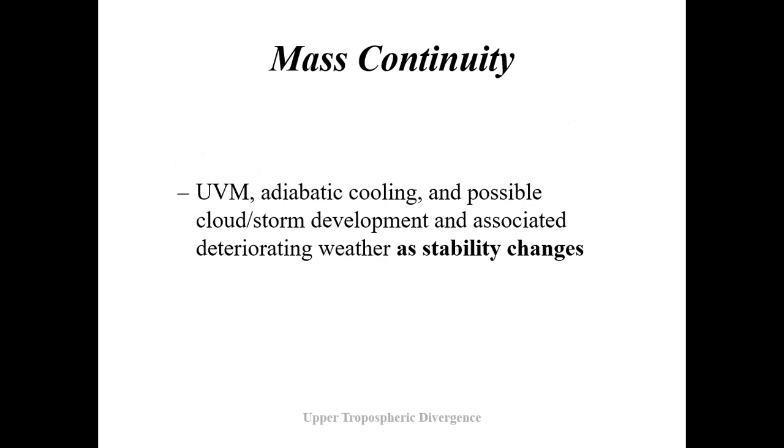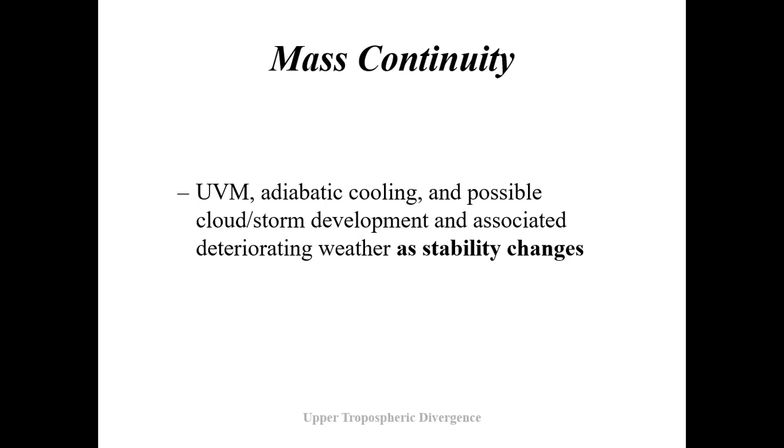What do you get when you have this happen? UVM simply stands for upward vertical motion. It's another way to say the air is rising in the vertical. You get adiabatic cooling. As air rises, it cools and expands. The temperature of that air parcel is going to decrease as it rises. Eventually, the temperature of the parcel will equal the dew point temperature, and you'll get saturation and clouds to form. There you go, possible cloud and storm development and associated deteriorating weather as the stability changes. Your stability in this case is mostly going to decrease.